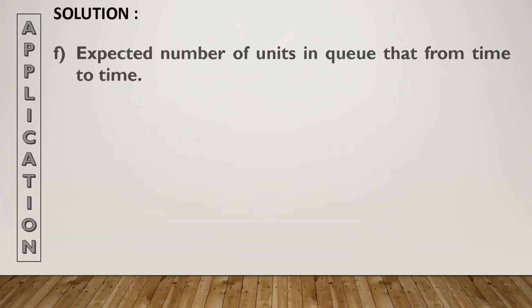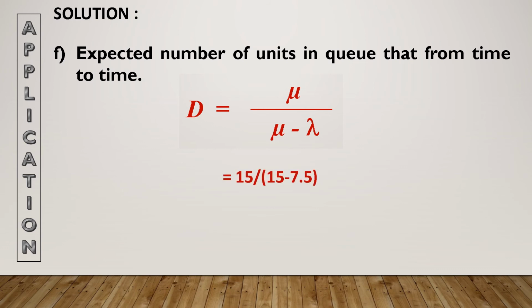Next, letter F. Expected number of units in queue from time to time. Our formula will be mean service rate divided by the result of mean service rate minus the mean arrival rate. Fill in. So 15 divided by 15 minus 7.5 is equivalent to 2 persons. So our expected number of units in queue from time to time is 2 persons.